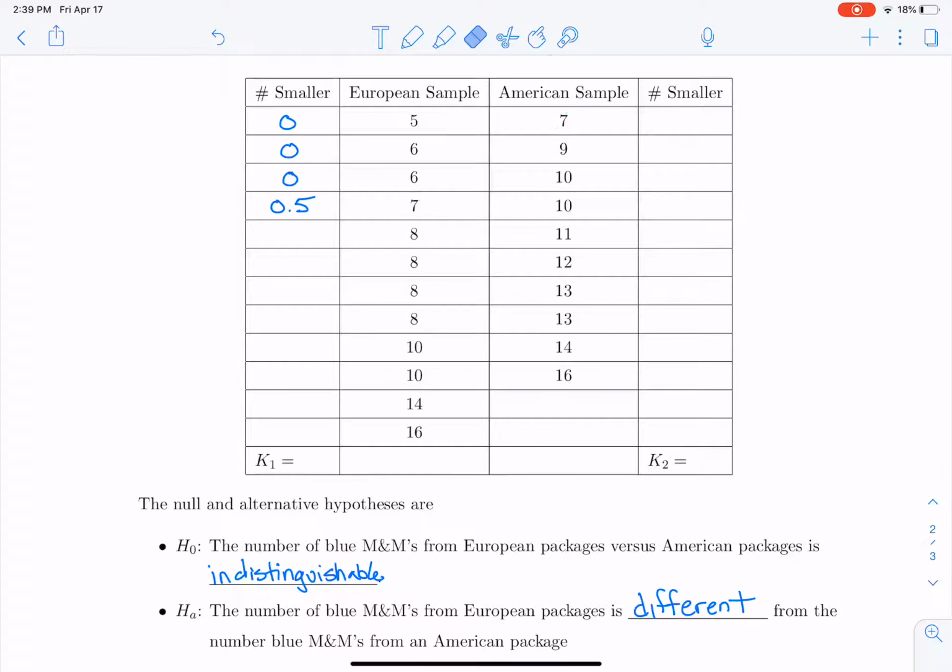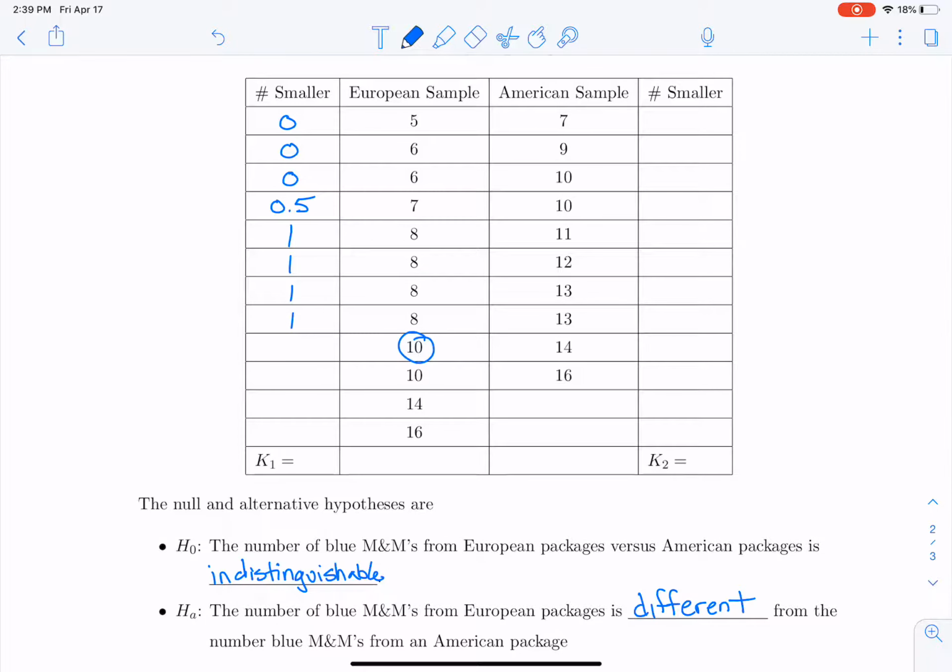Okay, now there's a European package with 8 M&Ms, and I will notice that there is one smaller one than the 8. So here, there's one American one that's smaller, that's 7. So I will put that there is one that is smaller. And that is true for each of the packages that had 8 M&Ms in it. Now, I will look at the package of M&Ms that had 10 blue M&Ms in it.